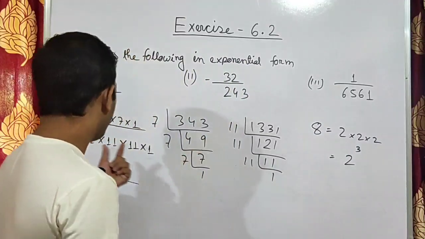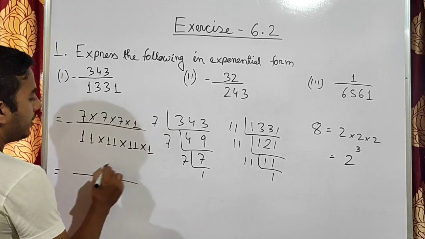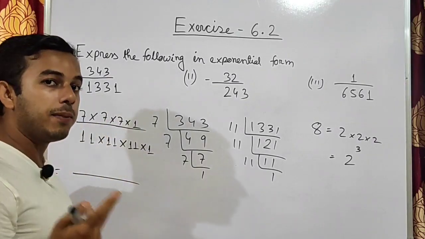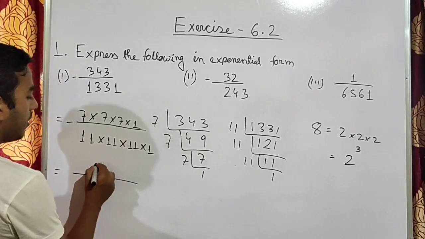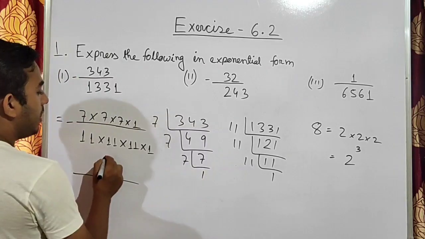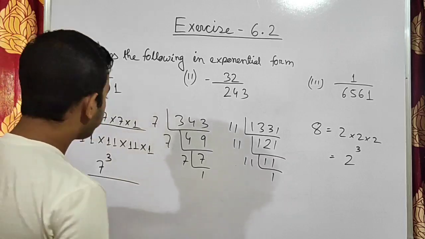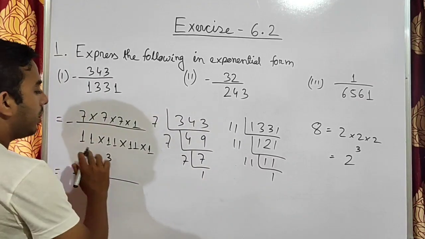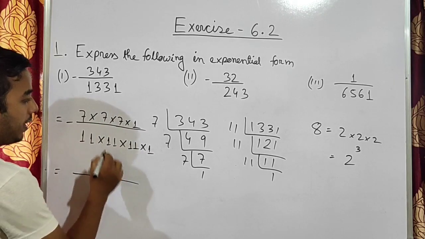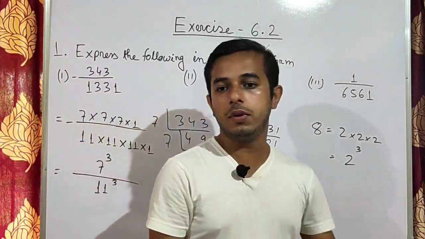Clear? Okay. Now this 7 is multiplied how many times here? First let us think which number is multiplied here. Here 7 is multiplied, so write 7. Then how many times is it multiplied? It is multiplied 3 times, so we will write 3. Now look, the 1 will get cancelled. There in the denominator, which number is multiplied? 11. How many times? 3 times. Up to this clear? Very good.